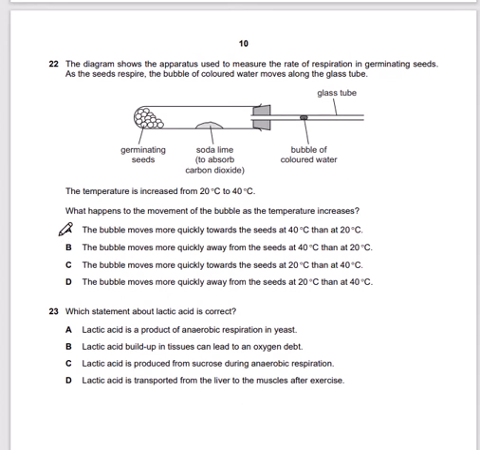Temperature increases. What happens to the movement of particles as the temperature increases? Temperature increases, kinetic energy increases, speed increases, more collisions, more reactions. A.